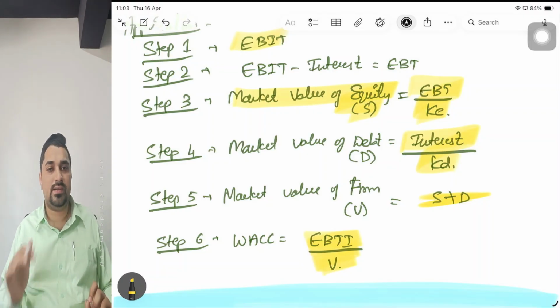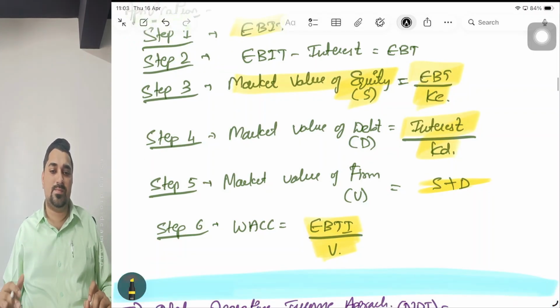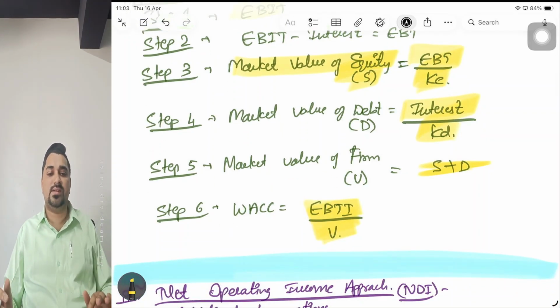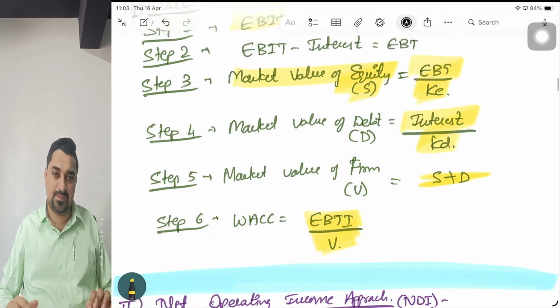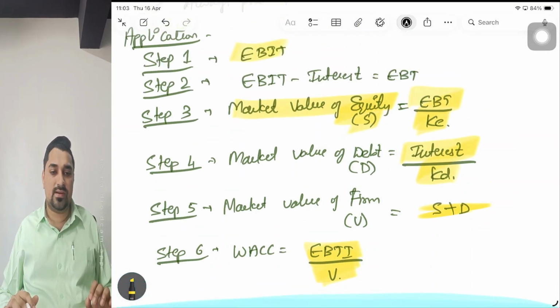How do you find out value of debt? Interest divided by KD. Next step is value of the firm, that is value of equity plus value of debt. Last step is calculation of WACC, EBIT divided by value of the firm. Yes, so this is how we will solve exam questions.